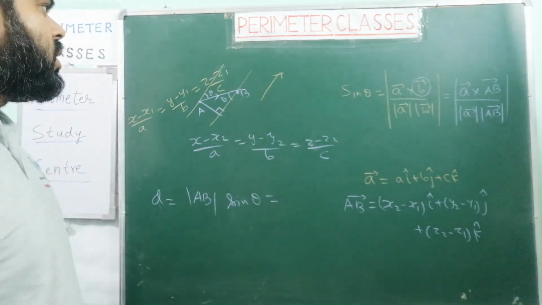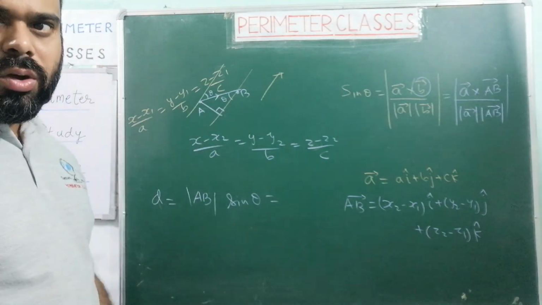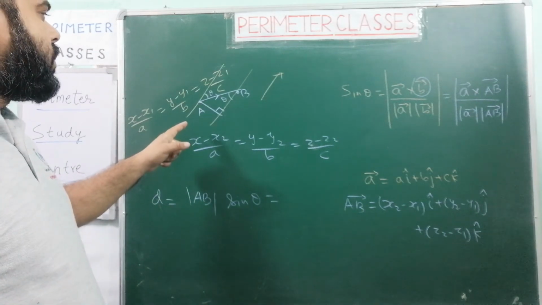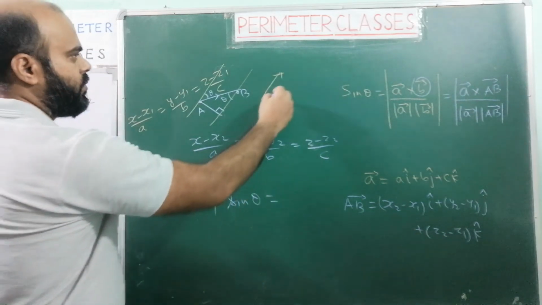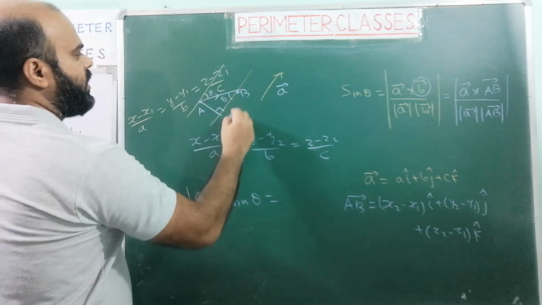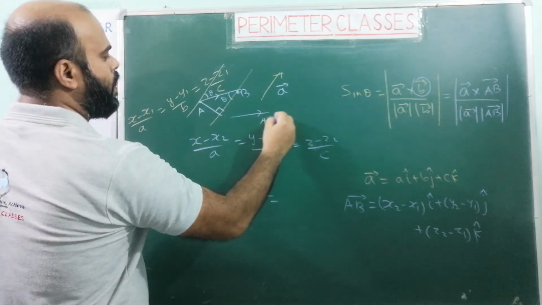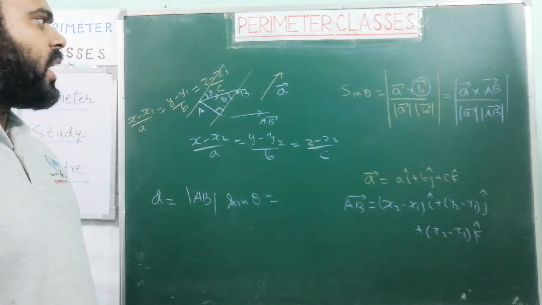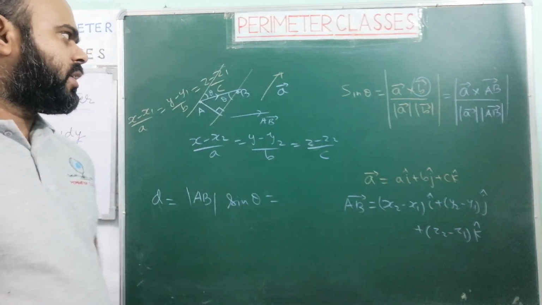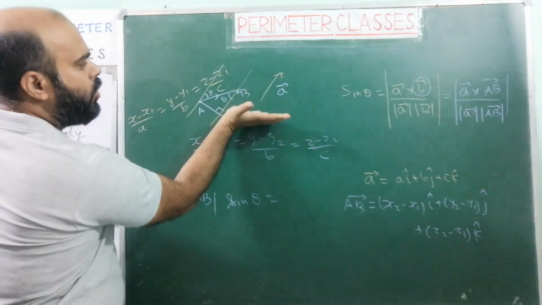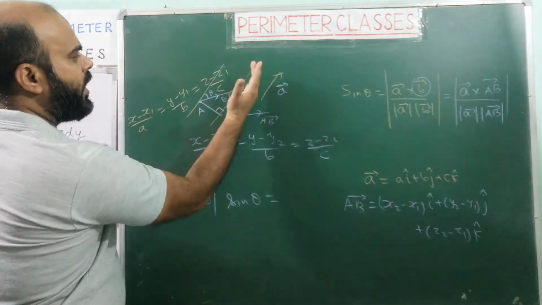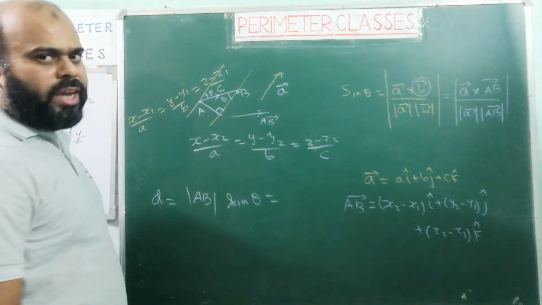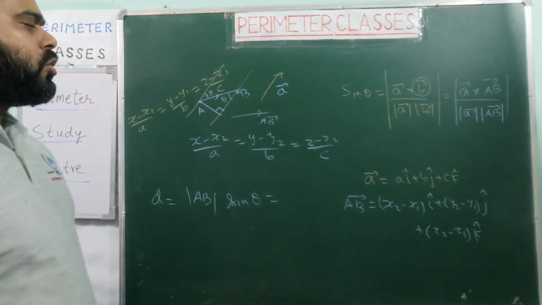So make sure that you are getting this theta only, no other theta. Basically there is a vector A, which is this vector, and this vector is AB. So you are taking the cross product of these two. The angle between them is actually theta. So this is correct. The cross product of A and AB has magnitude mod of A into mod of AB into sine theta, where theta is the angle between them. So you can write it like this.